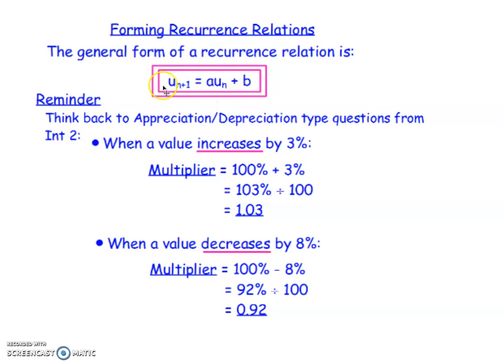Your u_{n+1} in the general form means your next term. Meanwhile, u_n means your current term. So you're going to have your multiplier multiplied by your current term, and then this plus b will just be if in the question it talks about you adding on an additional amount or subtracting an additional amount on top of the percentage. So let's look at 3 examples then.